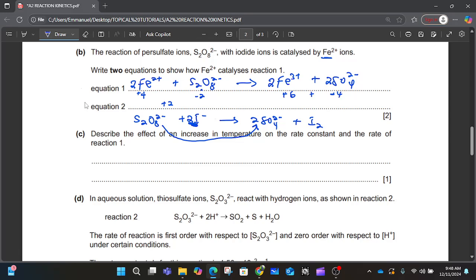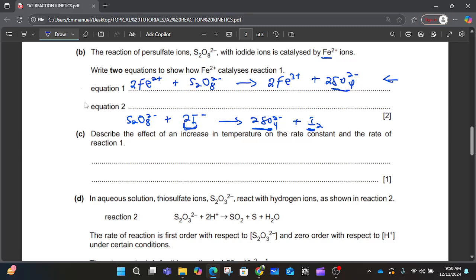When you add the 2 together, you get plus 2. It means the charges are balanced on both sides of the equation. In this first equation, we have been able to get our SO4 2 minus, which we can see at the product side. So right now we need I2, which means that we now have to oxidize the I minus.